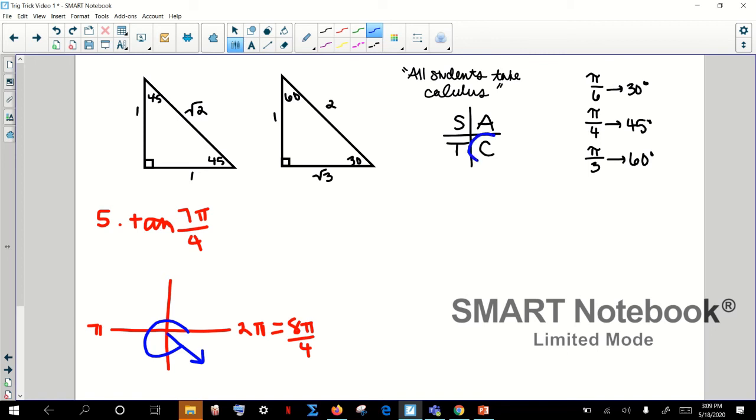Alright, in the fourth quadrant, only cosine is positive, and since we're taking tangent, I know my answer is going to be negative. Next step, since my denominator is 4, I know I'm looking at 45 degrees. So when I take the tangent of 45 degrees, that's opposite over adjacent. So my final answer is -1.